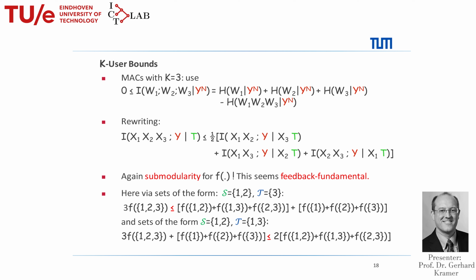You have to consider sets of this form, and then you have to consider overlapping sets and then play around with it, and then you get to this bound. Okay? Now, what's going to happen for K users is going to be interesting. It turns out that this constraint makes the behavior a little more complex than for 2 users.